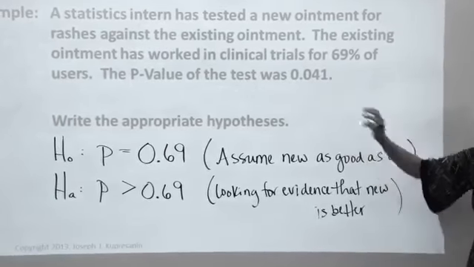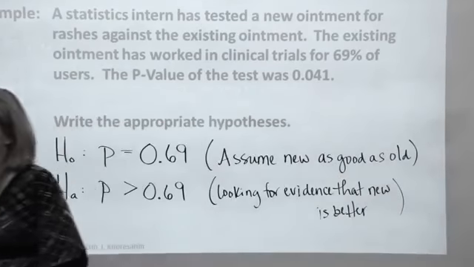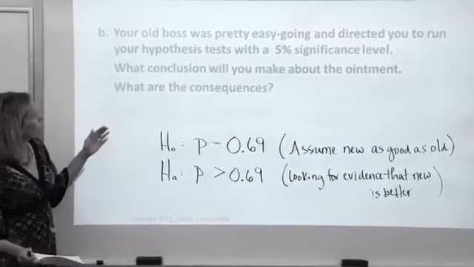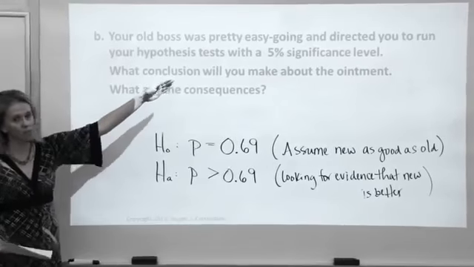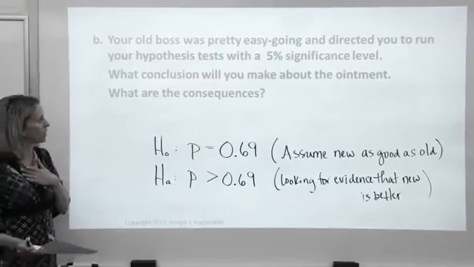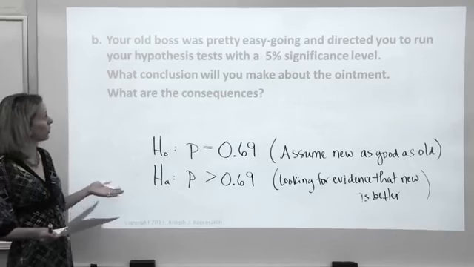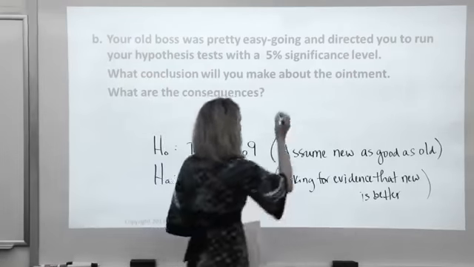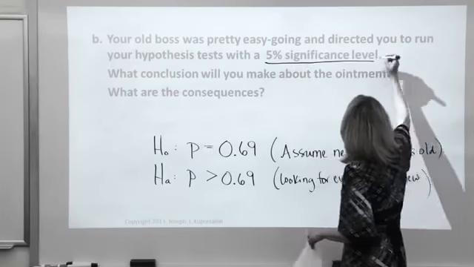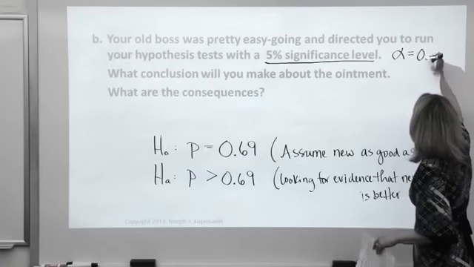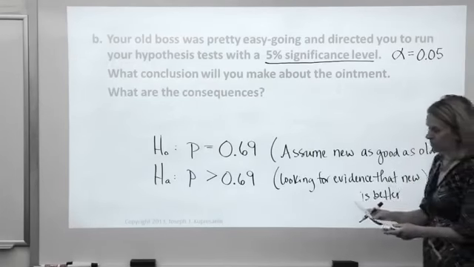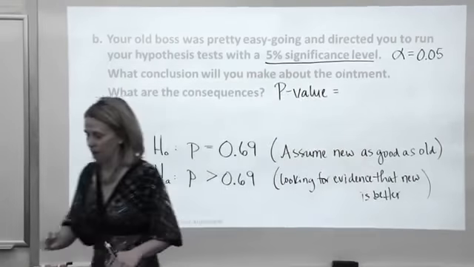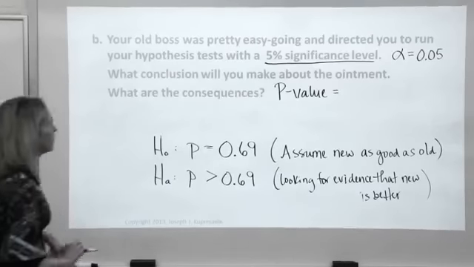All right, let's look at this p-value and draw some conclusions. So let's say your old boss was pretty easygoing, directed you to run your hypothesis test, and gave you a significance level. So a 5% significance level. That tells us alpha is going to be 0.05. What conclusions will you make about the ointment, and what are the consequences? So a couple things here. When you see 5% significance level, that tells you that alpha is 0.05. And you'll recall that the p-value for this one, let me flip back, was 0.041.